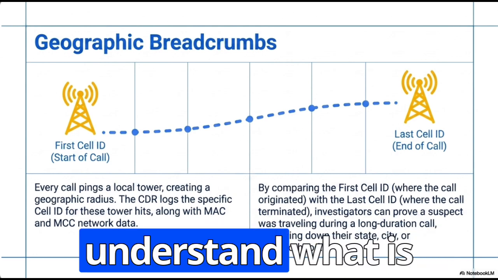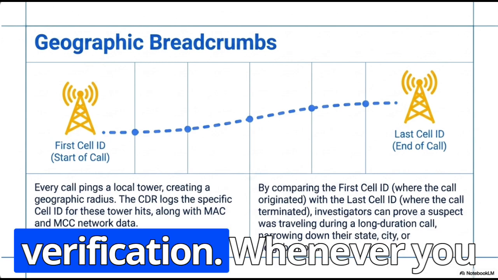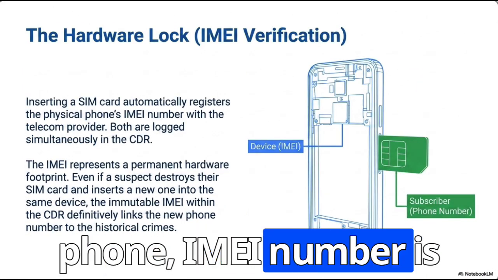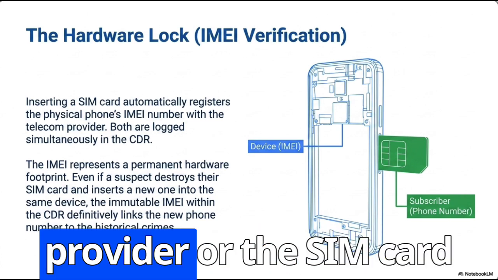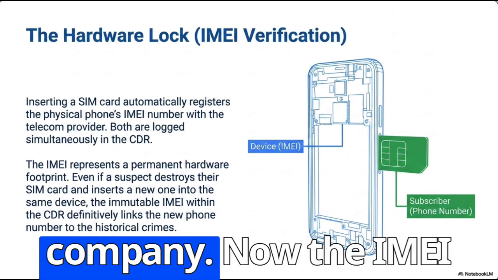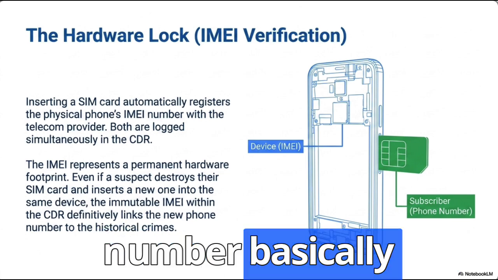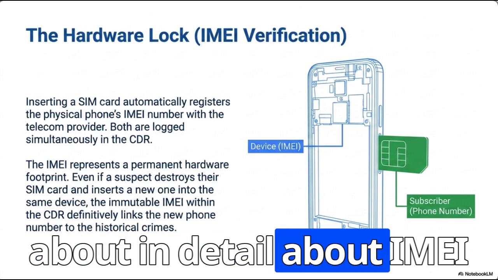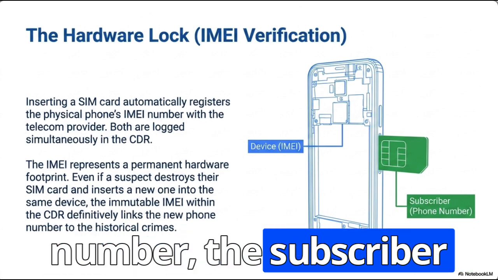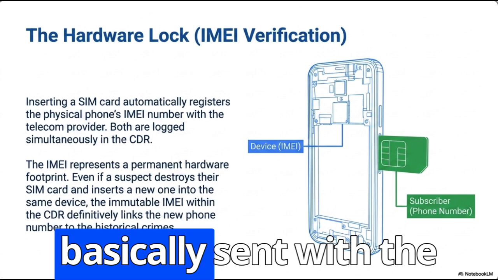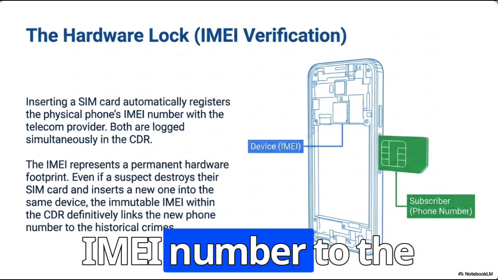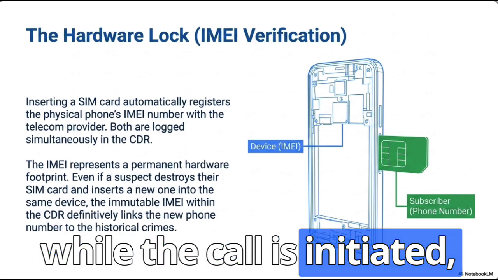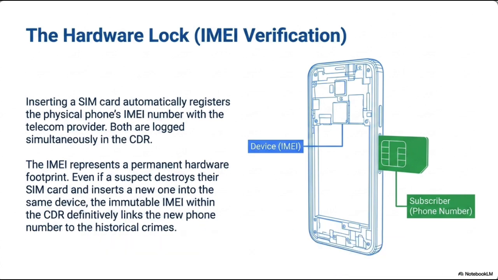Now let's try to understand what is hardware lock or IMEI verification. Whenever you insert a SIM card in a phone, the IMEI number is sent to the telecom provider or the SIM card company. The IMEI number basically represents a permanent hardware ID, and the subscriber number or SIM number is sent along with the IMEI number to the telecom company, and while the call is initiated, the IMEI number stays the same.